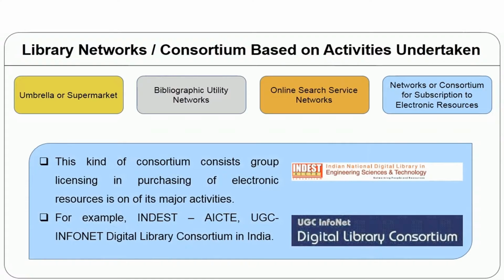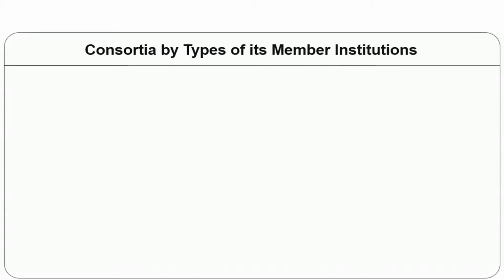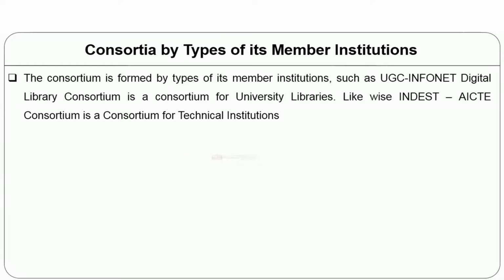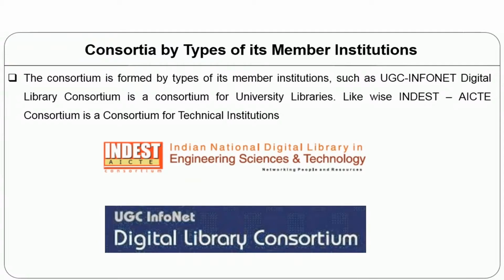Network or consortium for subscription to electronic resources. This kind of consortium takes group licensing and purchasing of electronic resources as one of its major activities. For example, INDEST AICTE Consortium, the UGC Infonet Digital Library Consortium in India. The consortium is formed by type of its member institutions. This kind of consortium is formed by type of its member institutions, like UGC Infonet Digital Library Consortium is a consortium for university libraries. Likewise, INDEST AICTE Consortium is a consortium for technical institutions.